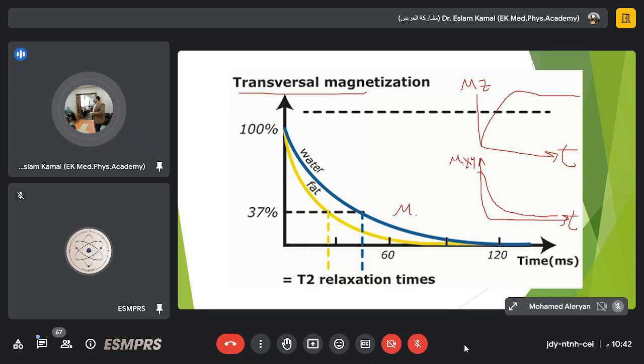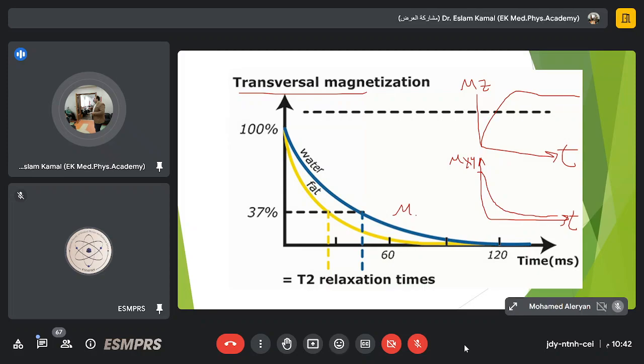So at a certain point here, if you measure the MXY, or the transversal magnetization, for water and fat, which one has a higher MXY? Fat or water? Water. The water curve is down here. For example, this starts from 100%, and here is 37%. Get the point? So which one has a higher MXY? It is the water. Water has a higher transversal magnetization than the fat itself.